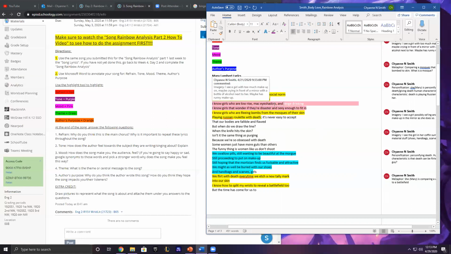And then I put disaster, right? That's another heavy word that I thought conveyed the negative emotions that are going on here. Fleeing bombs, that has a very specific tone, right? They're running away from something. It's never easy to accept.